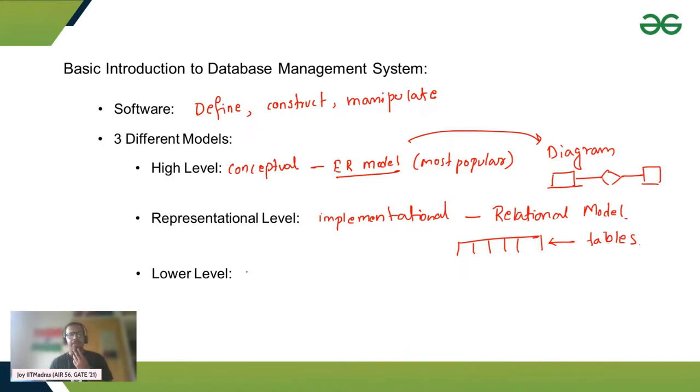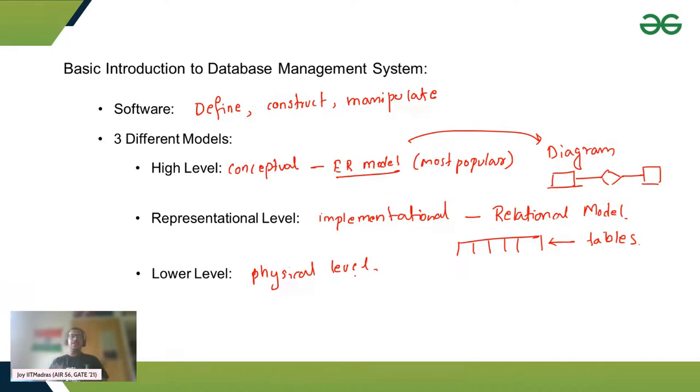And finally, we have our lower level, or physical level. So what is the physical level? The physical level is the level at which the database is actually stored in our memory, in our main memory or secondary memory. We know that everything in memory is stored in terms of bits. There are different models by which a database can be stored into memory, and that comes under the physical level.